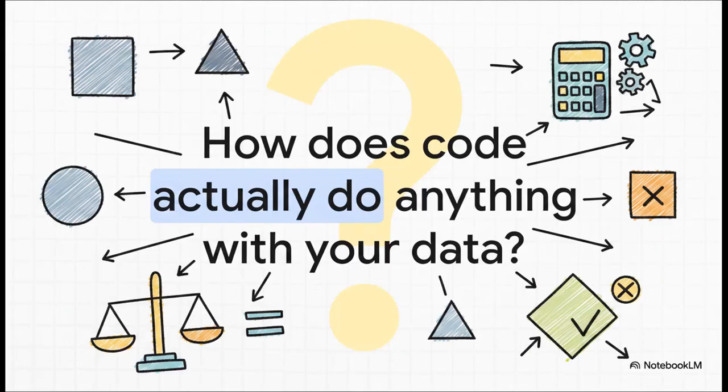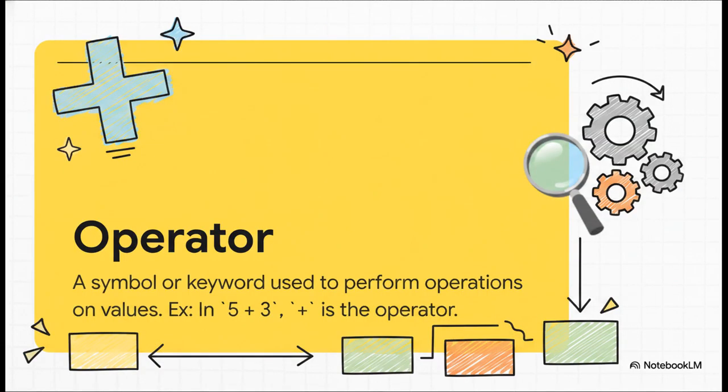I mean, think about it. You've got your data, numbers, text, whatever. It's just sitting there. How do you get it to do math or make a comparison or decide which path to take? How do you breathe life into that static information and make a program that actually works? The answer, my friends, is operators.